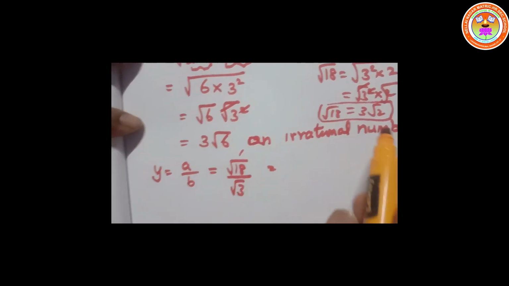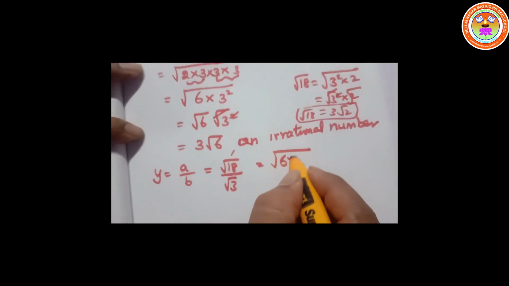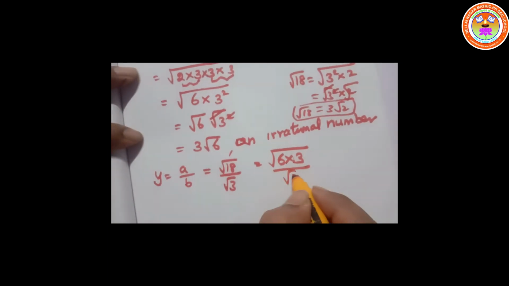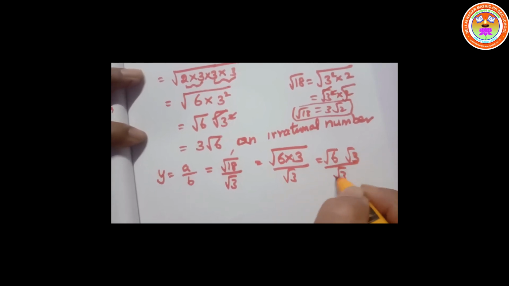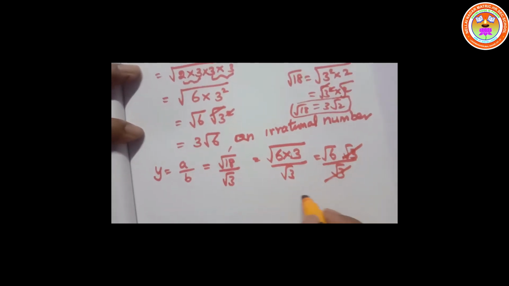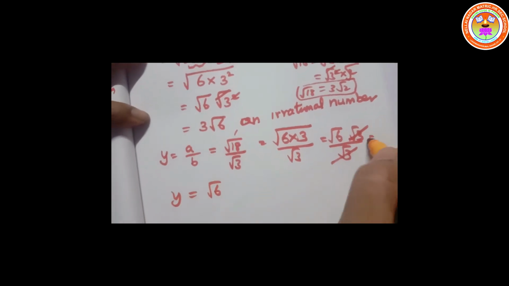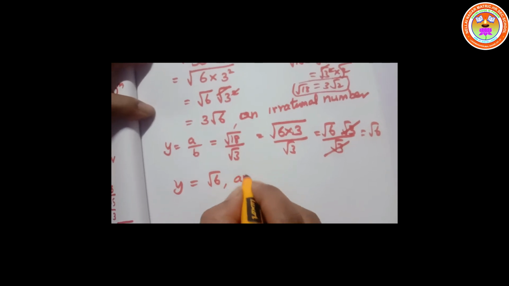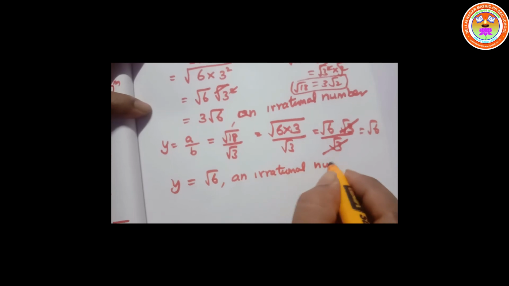See children, instead of writing 3 root 2, I can write root 18 as 6 threes are 18. So 18 as 6 into 3, divided by root 3. So I can split root 6 into root 3 by root 3. Now root 3 gets cancelled. You get what? Root 6. So y equal to root 6. So root 6 is what number? An irrational number. Understood children?